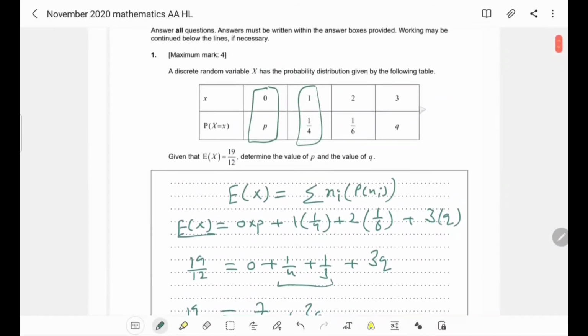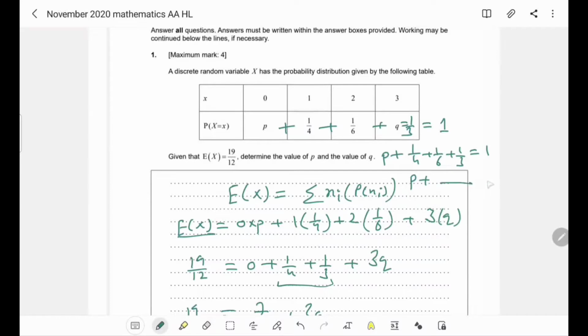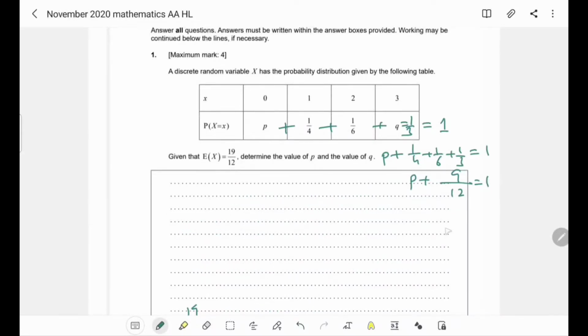And if q is 1 by 3, we can place it here, and we know the sum of all these terms is equal to 1. So we can equate it and find the value of p. So it's p plus 1 by 4 plus 1 by 6 plus 1 by 3 is equal to 1. To simplify, we can take LCM. The LCM is 12. So 3 plus 2 plus 4, so it's 9 by 12. And we will subtract it from 1. So 1 minus 9 by 12, which is 3 by 12, so p is 1 by 4. So p is 1 by 4 and q is 1 by 3.